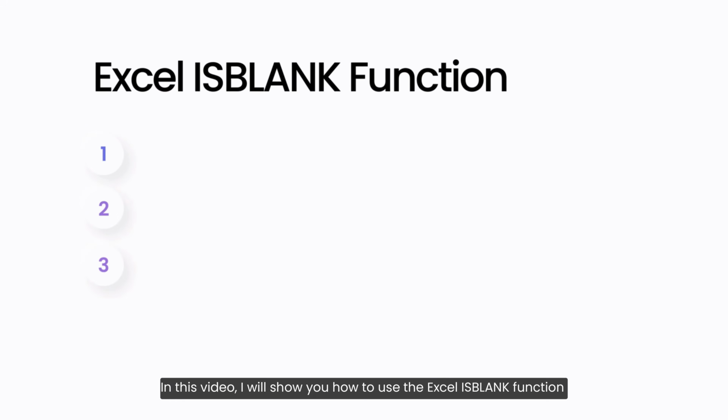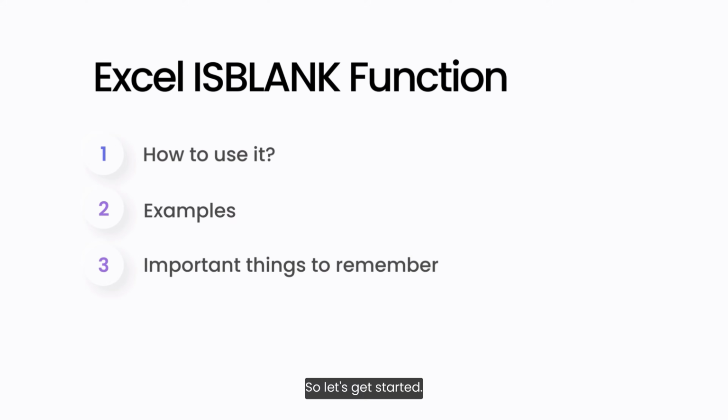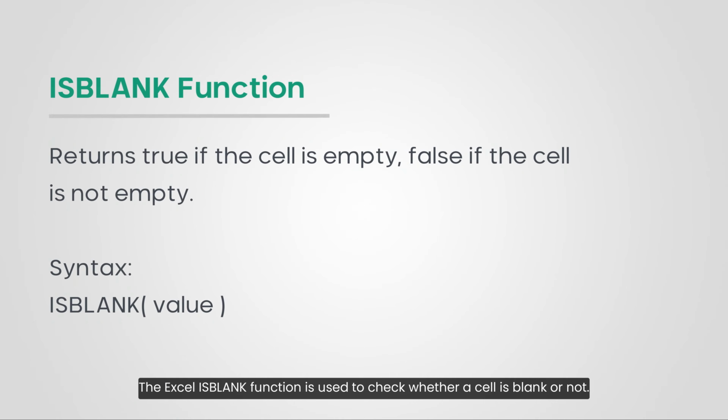In this video, I will show you how to use the Excel ISBLANK function along with some examples and important things to remember while using it. So let's get started. The Excel ISBLANK function is used to check whether a cell is blank or not. It returns true if the cell is empty and false if the cell is not empty. It has only one argument, which is the cell reference we want to check.